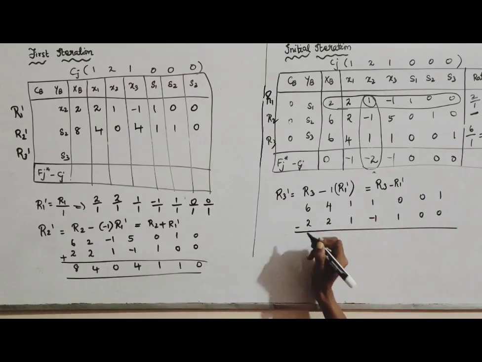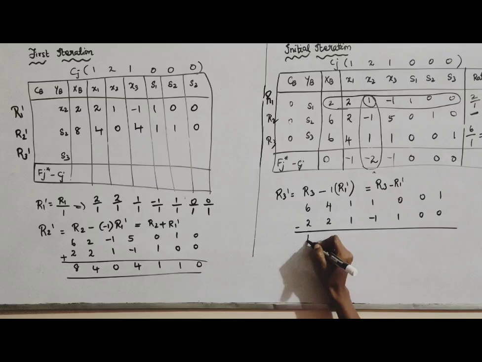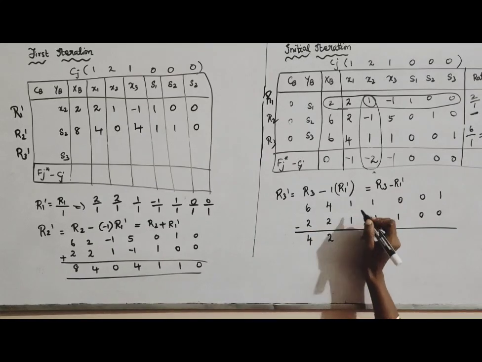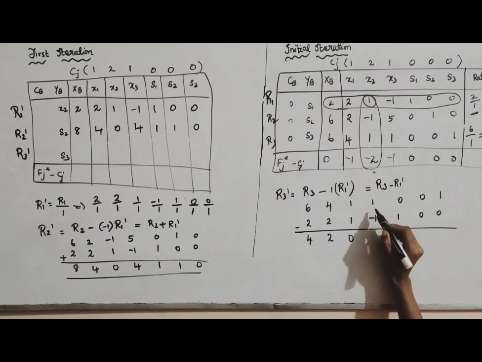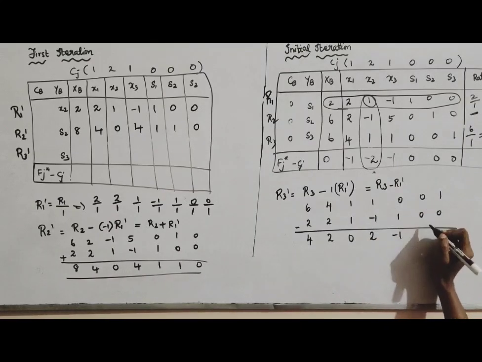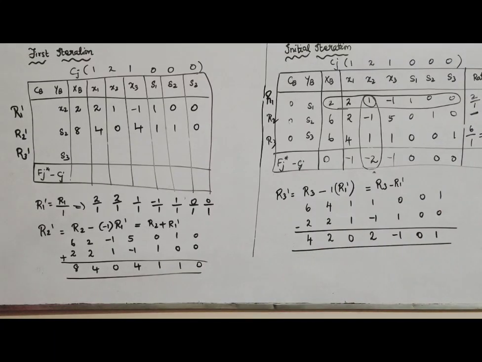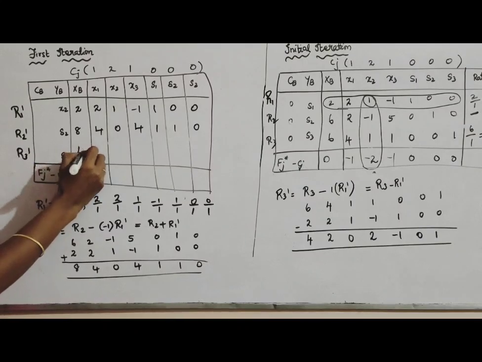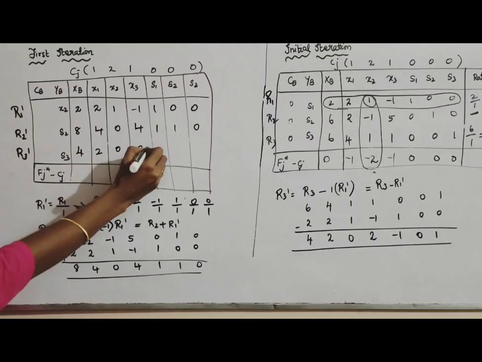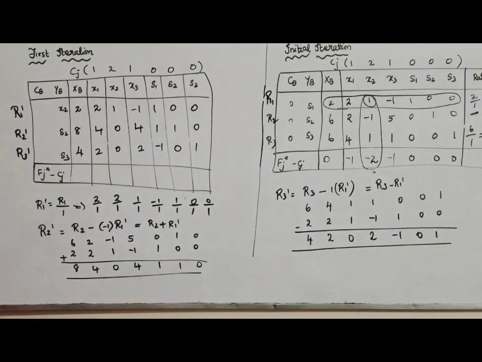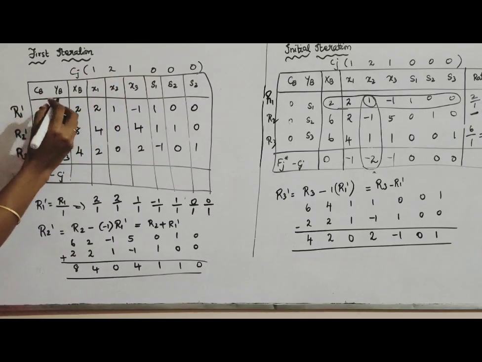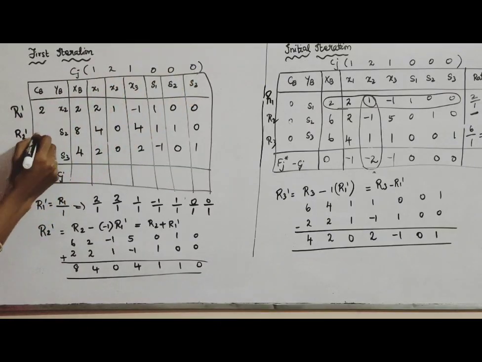We are going to subtract these two rows. Therefore, 6 minus 2 is 4, 4 minus 2 is 2, 1 minus 1 is 0, 1 minus minus 1, that is 1 plus 1 is 2, 0 minus 1 is minus 1, 0 minus 0 is 0, 1 minus 0 is 1. Therefore, the R3 dash value is 4, 2, 0, 2, minus 1, 0, 1. Now, you have to write the cost for the variables x2. What is the cost? 2. What is the cost for the variables s2 and s3? That is 0 and 0, right?